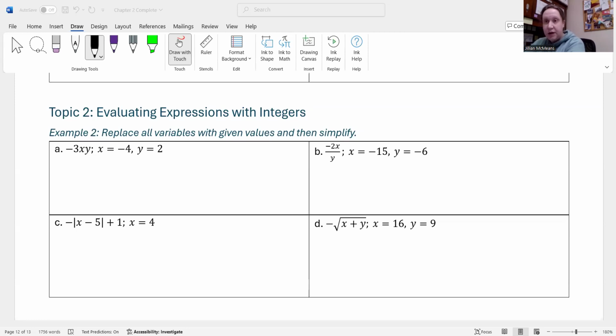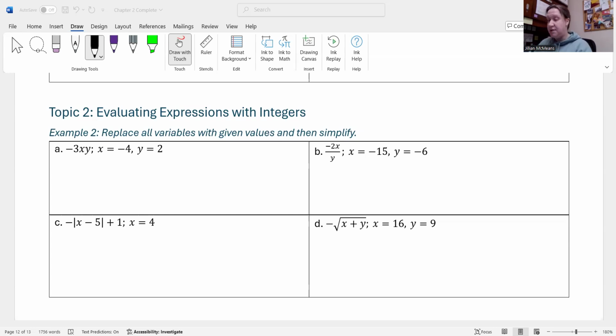So we have these algebraic expressions. We're told to replace each variable with a certain number, and then we're just going to use the order of operations to simplify from there. So for part A, we have -3 times x times y. So if you see just -3 and then an x and a y right beside, the multiplication is assumed. So that would indicate multiplication here.